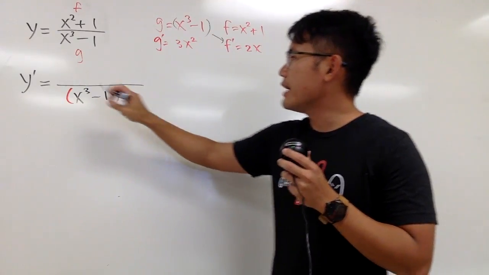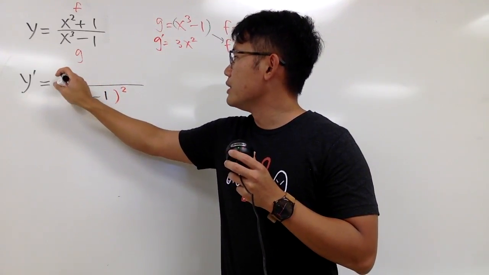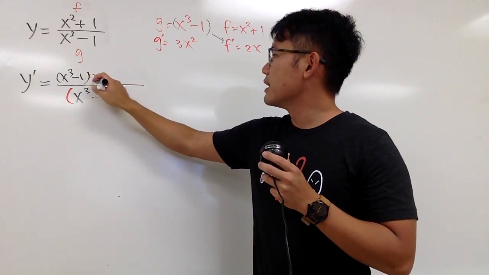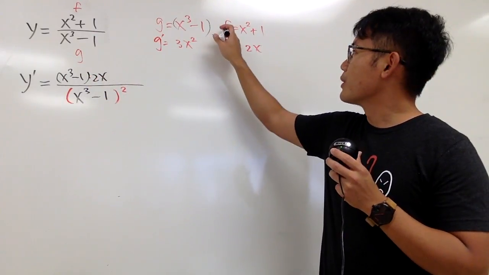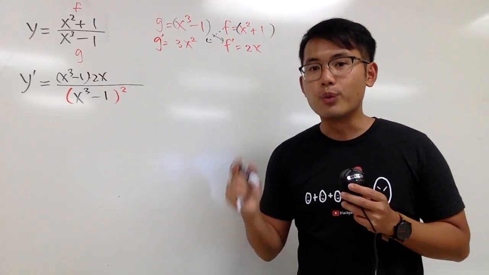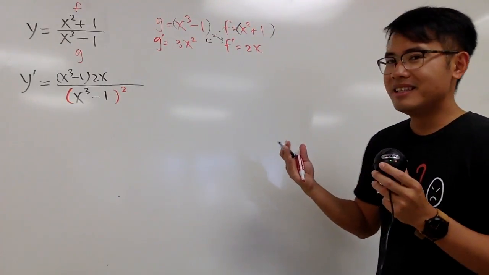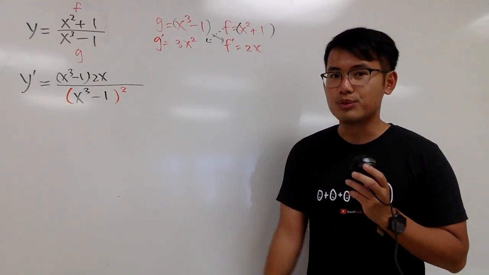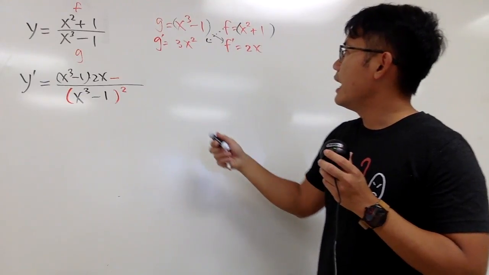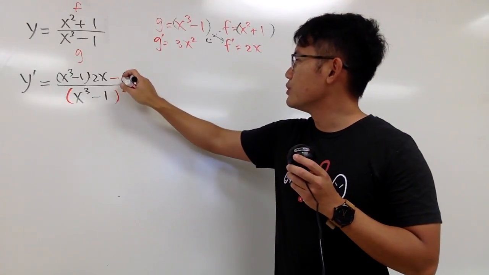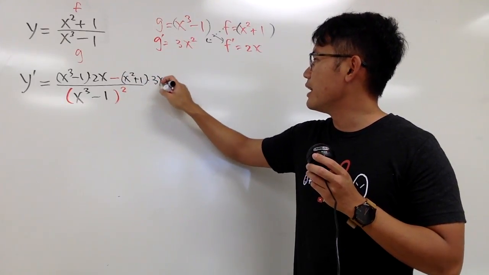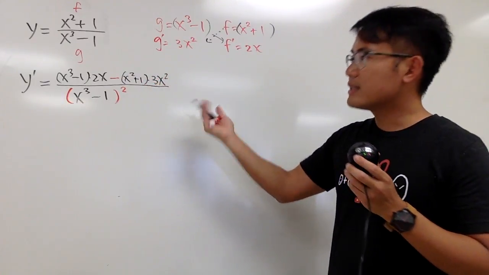But let me write it down for you guys. We will have x to the third power minus 1 times 2x. And then we are going to go this direction now. And for the quotient rule, we have to subtract. So a lot of this is just opposite of the product rule, right? So here, be sure you subtract this times that. And let me just write this down first, which is x squared plus 1, and then times 3x squared. And that's what we have.